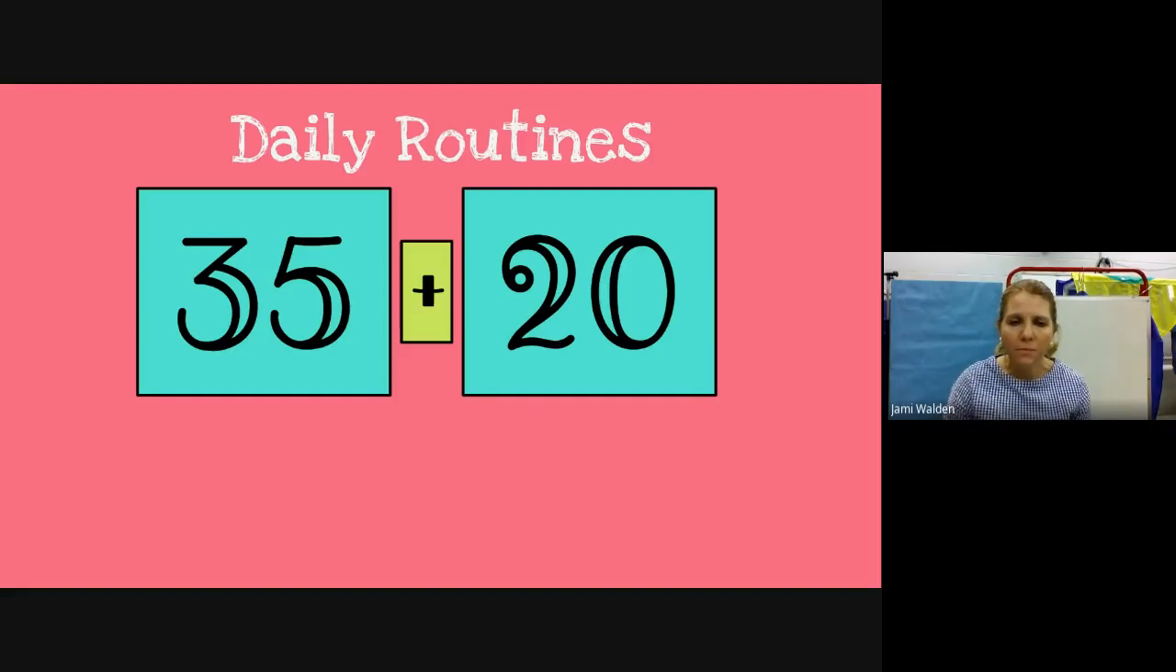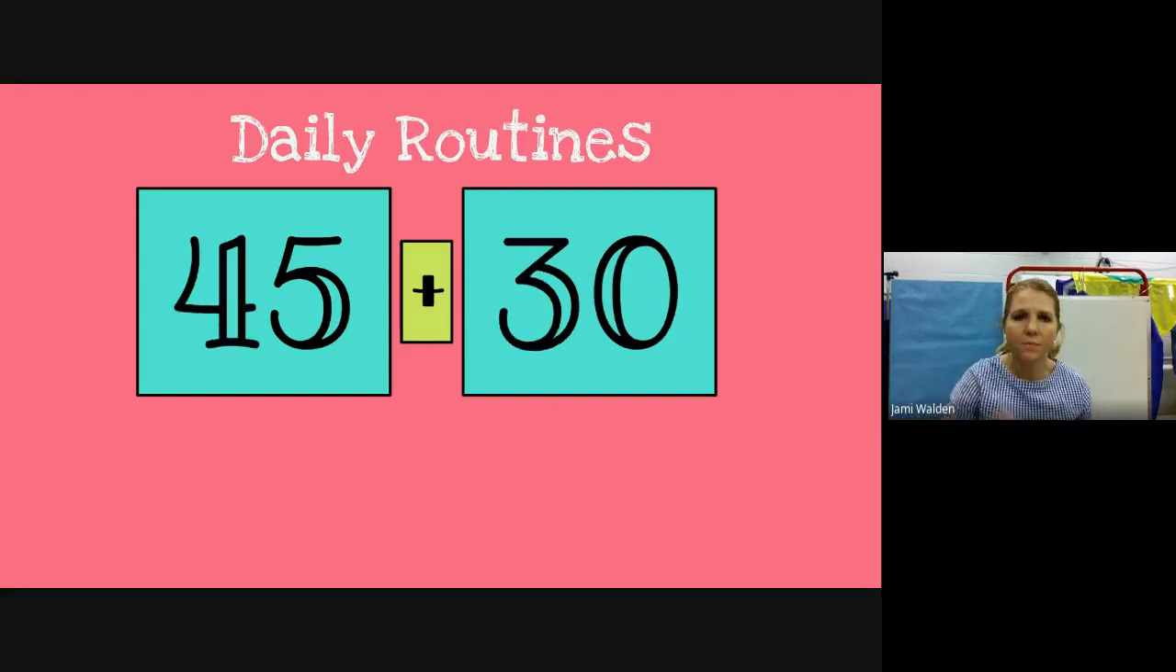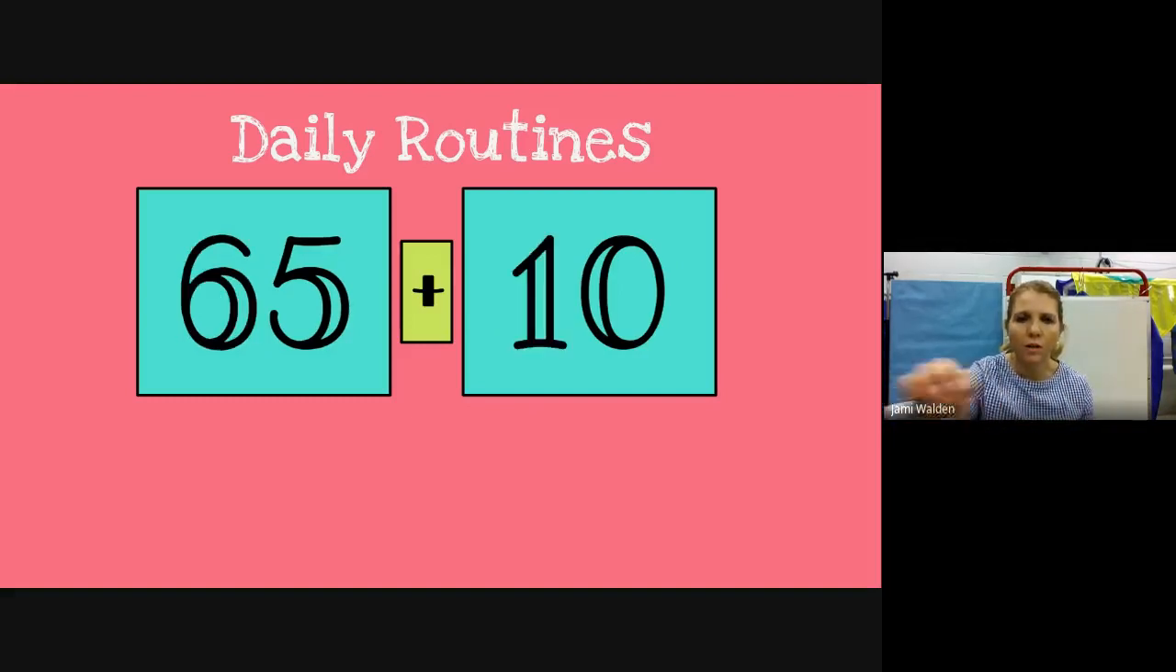35 plus 20. I'm going to start at 35 and count on how many tens. 20 is 2 tens. 35, 45, 55. Good job. 45 plus 30. I'm going to start at 45. Count on how many tens. 3 tens: 45, 55, 65, 75. Good work. 65 plus just 10, so count on one more 10. 10 more than 65 is 75.